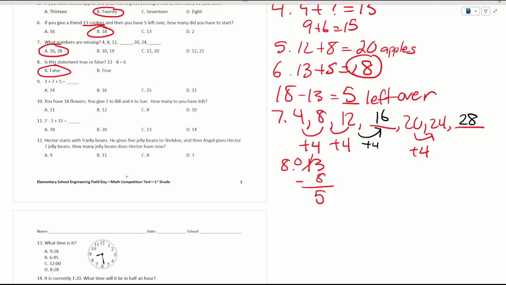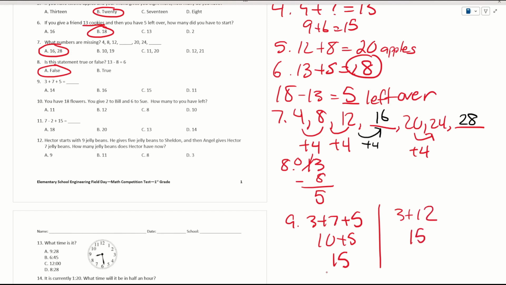Number 9. 3 plus 7 plus 5 equals what? Let me write this. 3 plus 7 plus 5. Let's start with this one. 10 plus 5 gives me 15. Or you can start with 7 plus 5, which gives me 12, and that's going to be 15. Same thing. So our answer for number 9 is going to be 15.